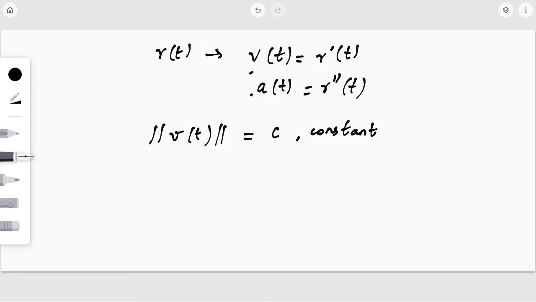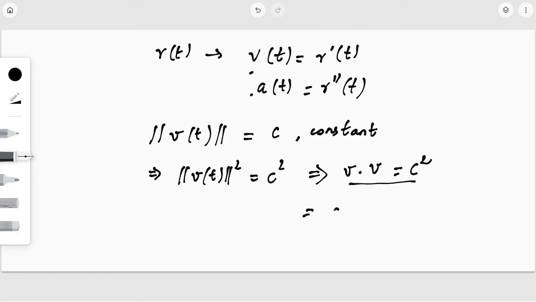Now the magnitude of v of t is equal to c. So this implies, taking square on both the sides, the magnitude of v of t square will be c square. What is the magnitude of v of t square? This is none other than v dot v, which is c square. The magnitude of v of t square is nothing other than v dot product v. Now taking the derivative of this equation, what do we get? Derivative with respect to t, d by dt of v dot v will be d by dt of c square. c is a constant, so this will be equal to 0.